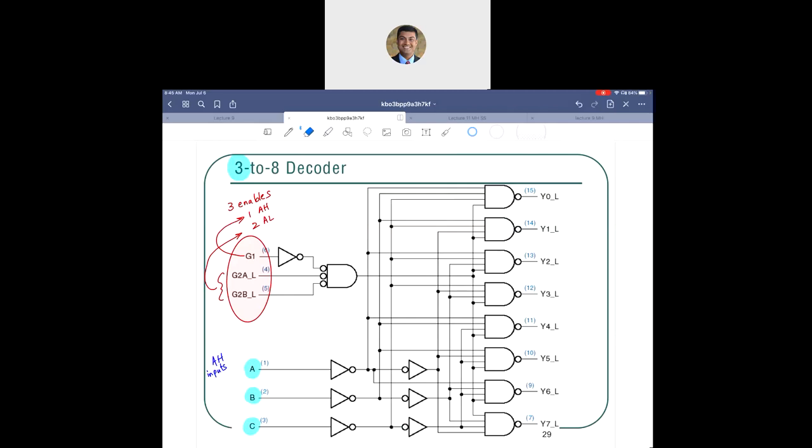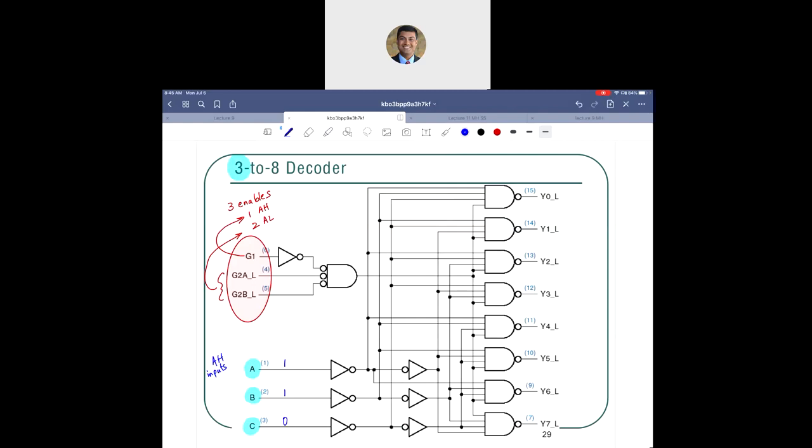Now, let us try to see what happens under certain cases. So these cases, I am going to use maybe, let's say I'll use blue to check something. What I'll do is I will have A as a 1, B as another 1, and C as a 0.